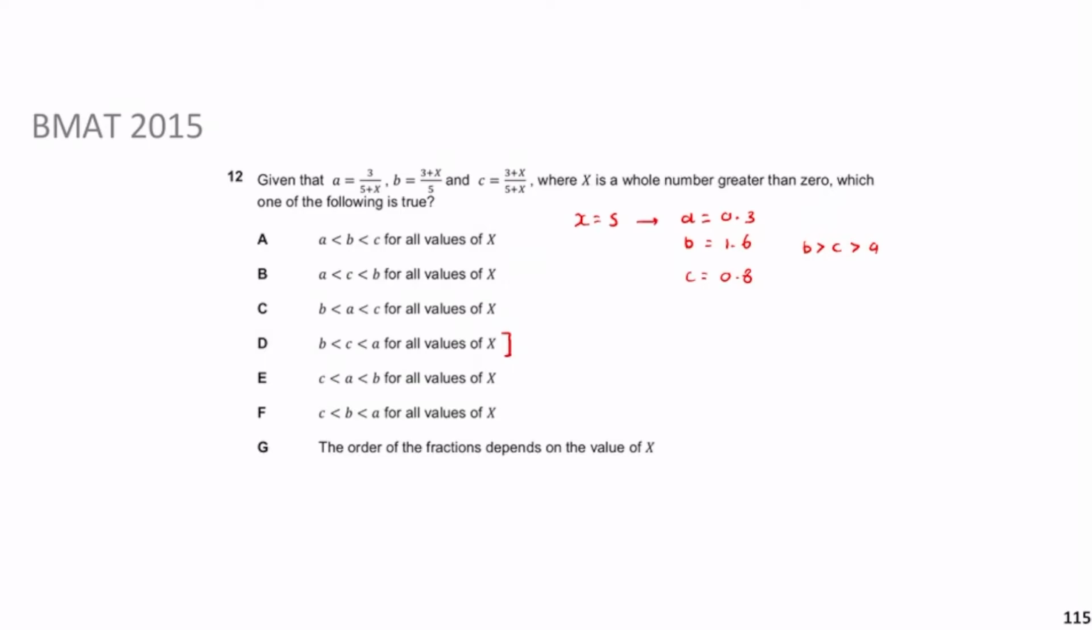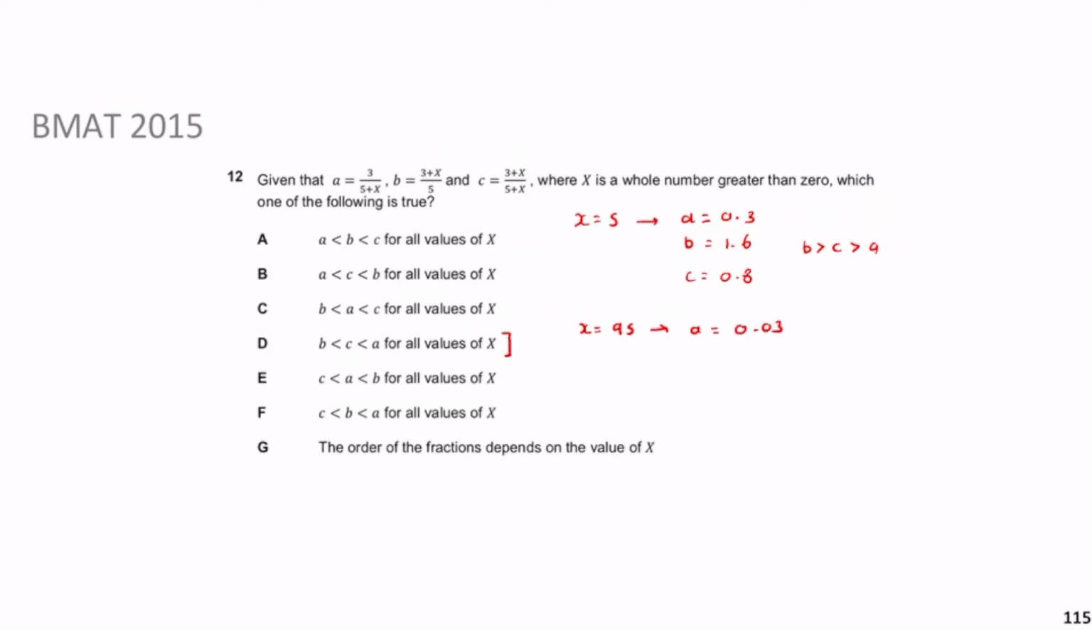But to be honest, in that scenario over here we just painted, because we have option G, we don't really know. It could actually depend on the value of x, but it says x is a whole number greater than 0. So what I'll suggest for you to do now, just pick another number which is quite some bit away from x equals 5. So let's just say x equals 95. So when x equals 95, then a equals 3 over 5 plus 95, which is 3 over 100, which is basically 3%, which is 0.03.